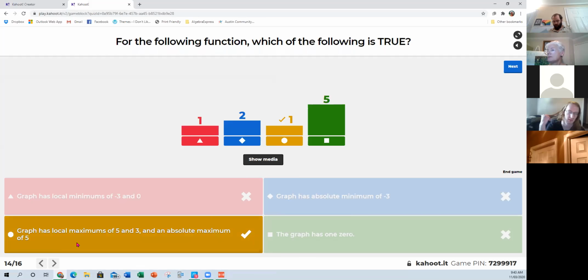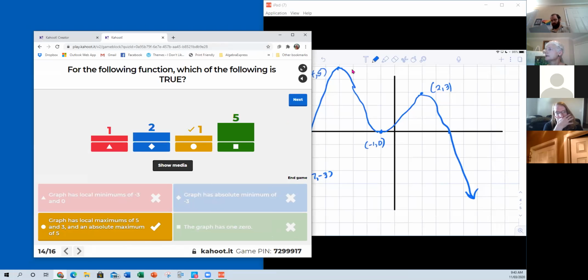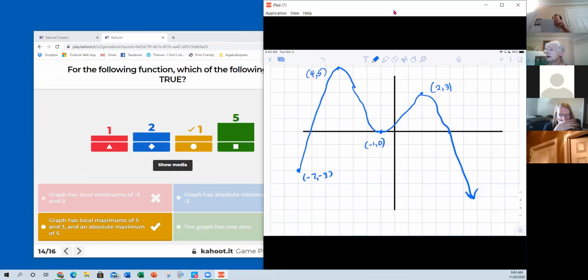The graph has local maximums of 5 and 3. Let's see, where did my mirror go? So local maximum here is 5, and here is also 3, so that is true. A local maximum could also be an absolute maximum, because in this problem, the absolute maximum is 5, so that's true.